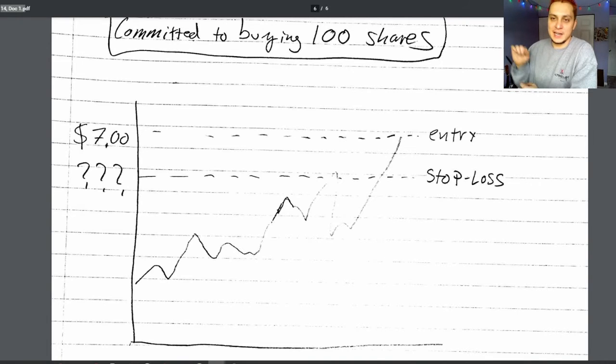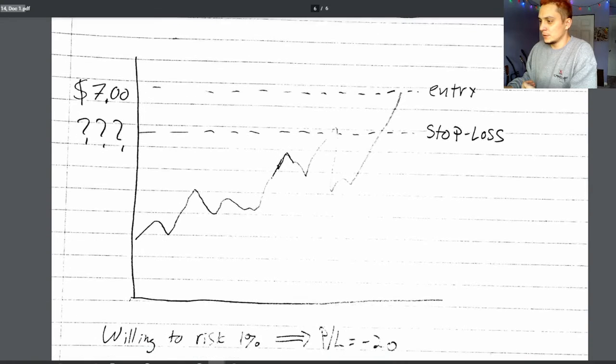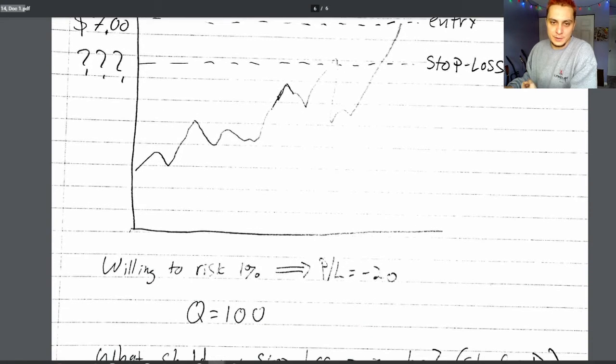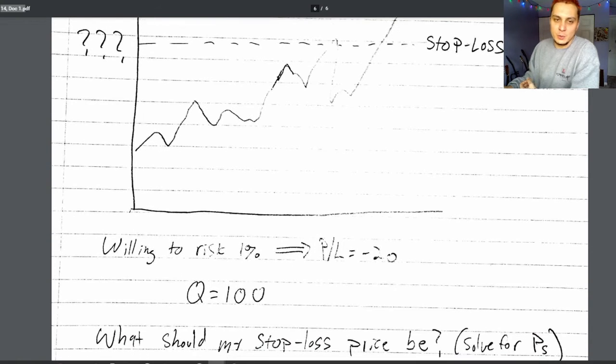So for every tick that the stock moves, it's going to be a bigger effect on our account if we're buying more shares. So intuitively, we should know that the stop should be higher than $5. So again, we're willing to risk 1% or $20. We're committed to using 100 shares. So what should our stop price be?